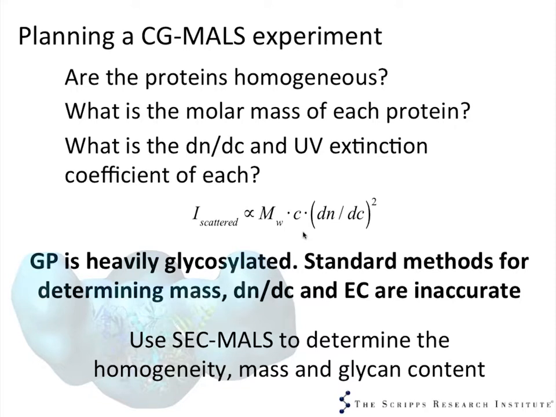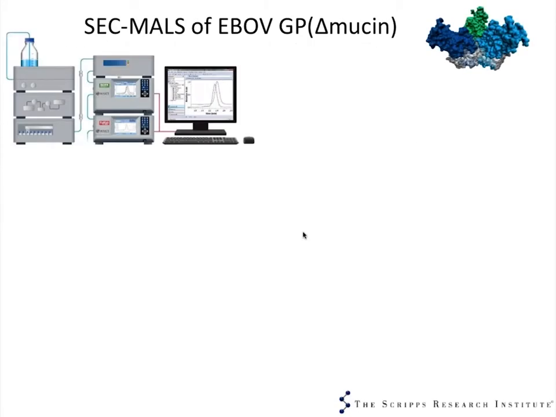And so instead, we use SEC-MALS to determine these components. Our SEC-MALS setup looks like this, where we use a 3-detector system of a UV detector followed by a light scattering and refractometer downstream of our separating column. For these experiments, we use a modified version of the GP where those heavily glycosylated mucin-like domains are removed. So the only glycosylated portion that's remaining intact is the GP2 regions and the glycan cap of GP1.